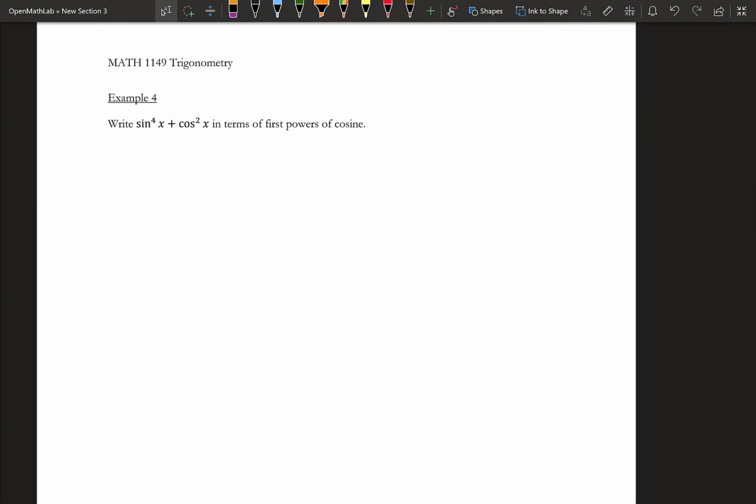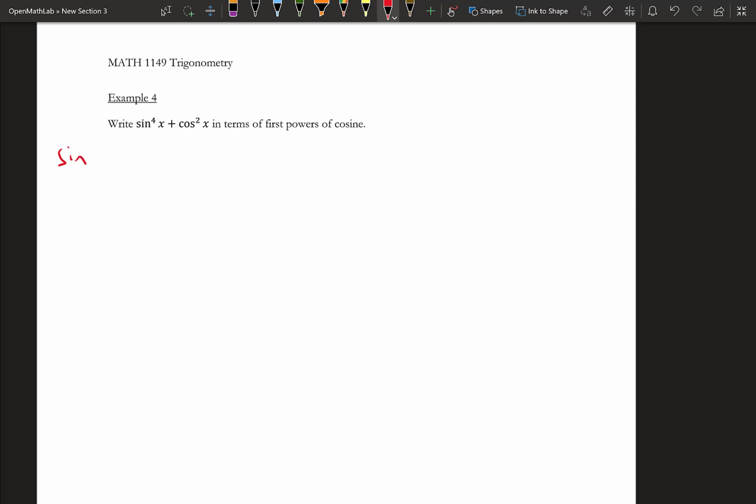All right, so example 4, we want to be able to write sine x to the 4th power plus cosine x squared in terms of the first power of cosine, right? So we're going to have to apply these power reducing formulas again, and keep working it until we only have first powers of cosine.